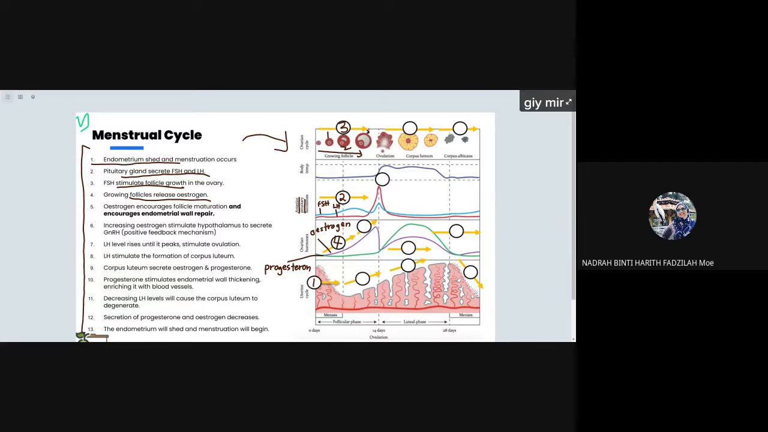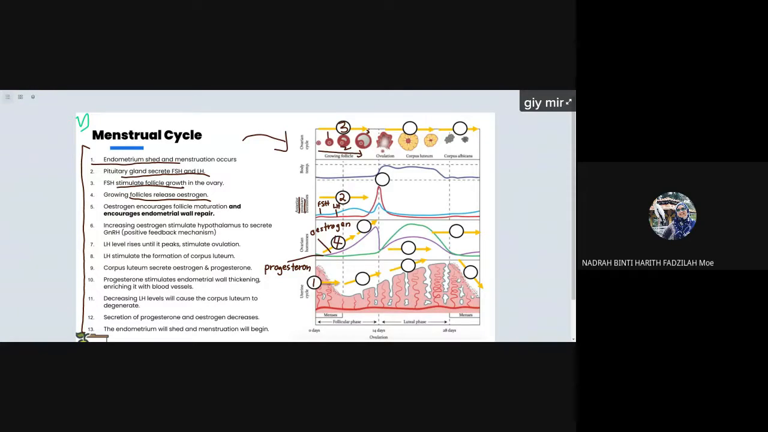So nanti bila kita tengok once follicle tu berubah jadi corpus luteum, dia punya pattern of secretion tu lain sikit lah. Benda yang dia secrete masih lagi sama, tapi pattern of secretion tu sudah. So as the concentration of estrogen increases, statement number 5, encourages follicle maturation. Apa maksud follicle maturation? Kita tengok dekat situ, follicle start to grow from secondary follicle jadi Graafian follicle.